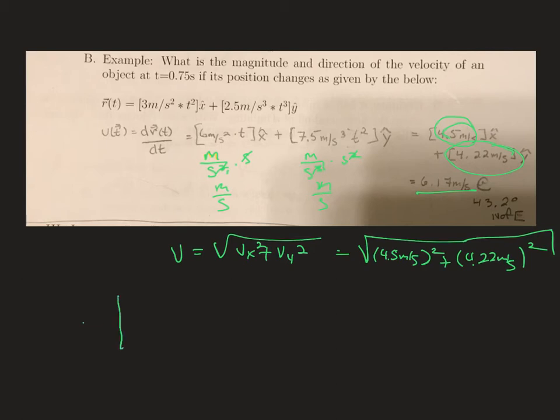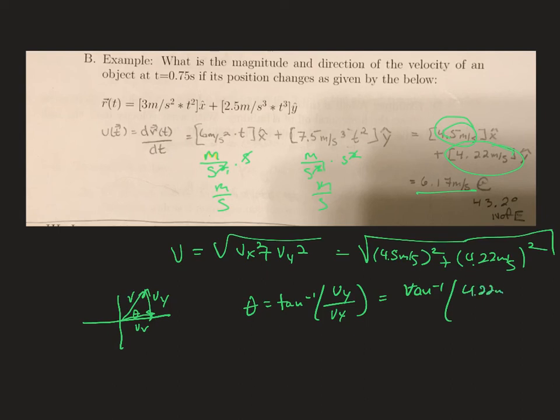And then since both the x and y components of the velocity are positive, it tells me I'm in the first quadrant. So we have Vx and Vy. So V is going to be up in the first quadrant, and my angle theta is going to be above the positive x-axis or north of the east direction. So I'm going to use inverse tangent of Vy over Vx. And when I do that, I get 43.2 degrees.